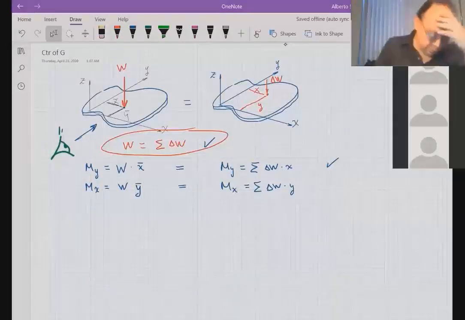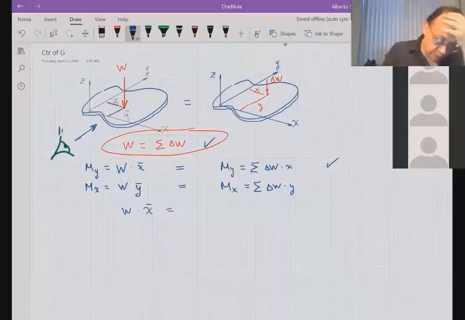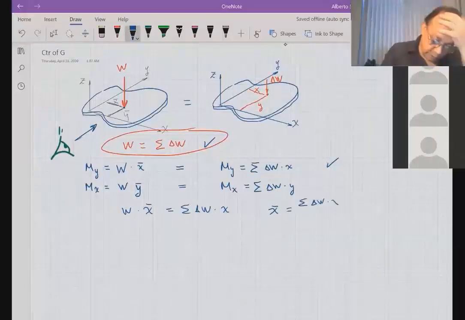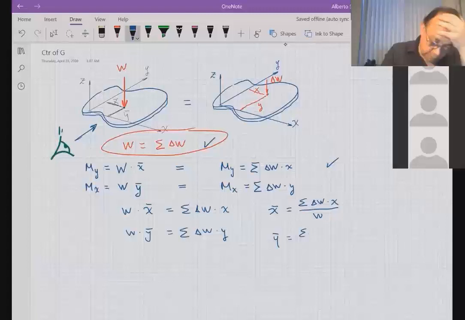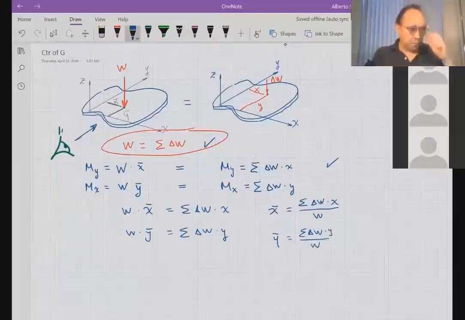So the equation that I'm going to use is this one. W times x bar is equal to summation of delta W times x. So x bar is going to be equal to summation of delta W times x divided by W. And same thing for y bar. Exactly the same thing. So y bar equals summation of delta W times y divided by W.